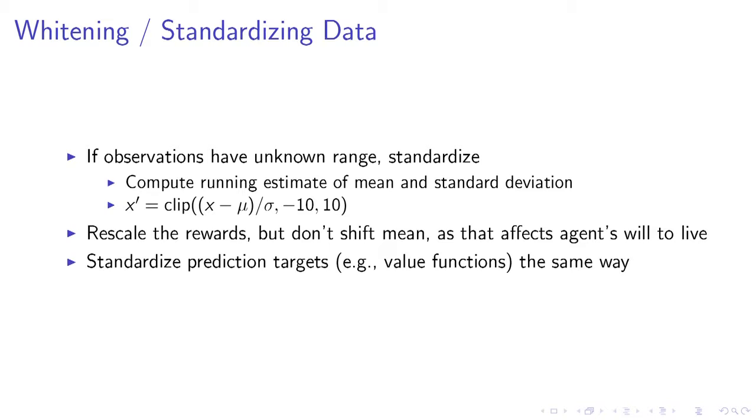So that's what I would recommend doing with the observations. And for the rewards, I would recommend rescaling them but not shifting them, because that affects the agent's will to live. If you shift the mean reward, that'll affect how long it wants to survive. You're actually changing the problem.